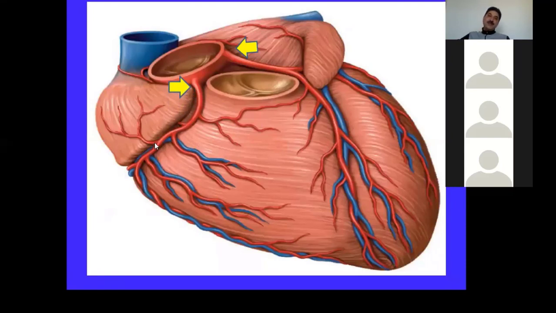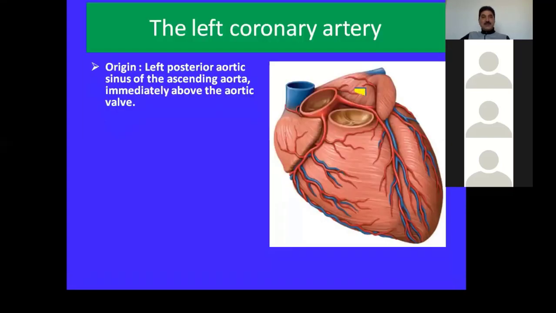Where is the right coronary artery present? In the anterior part of the right atrioventricular sulcus. Then let us go to the left coronary artery now.